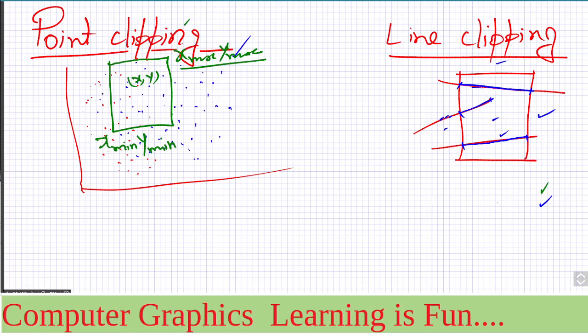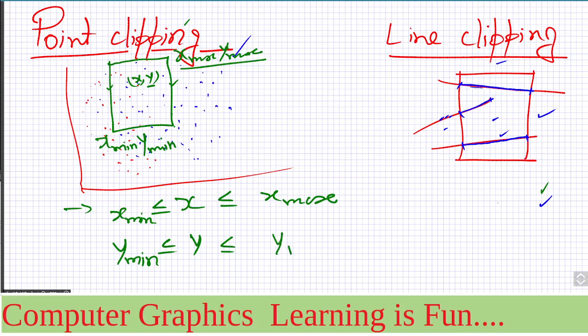So what are you doing here? For each point you are checking a condition. What can the condition be? The value of x should be between x minimum and x maximum, right? It should be greater than or equal to x minimum, and less than or equal to x maximum. Similarly, the value of y should be between y minimum and y maximum.